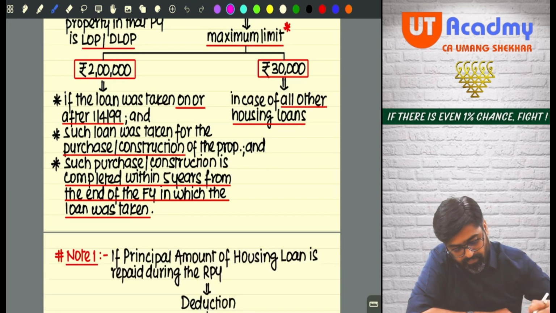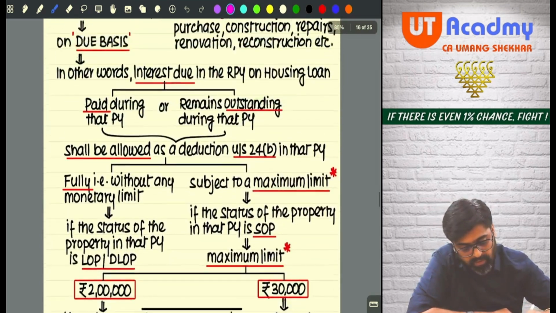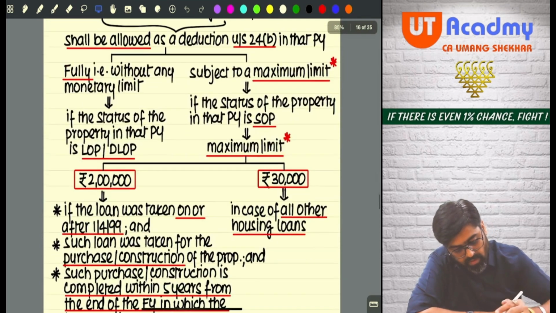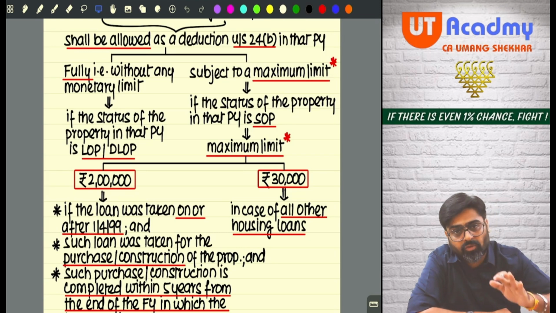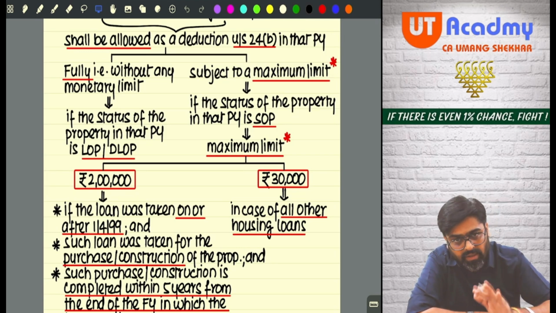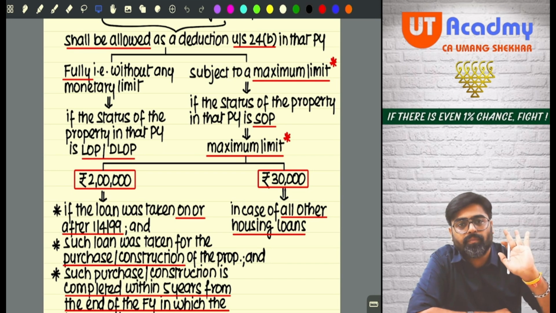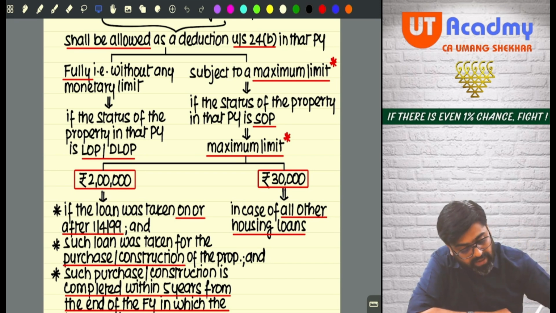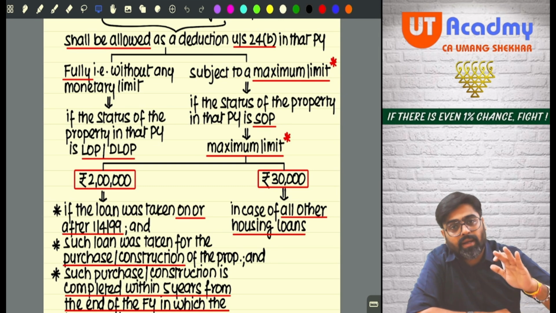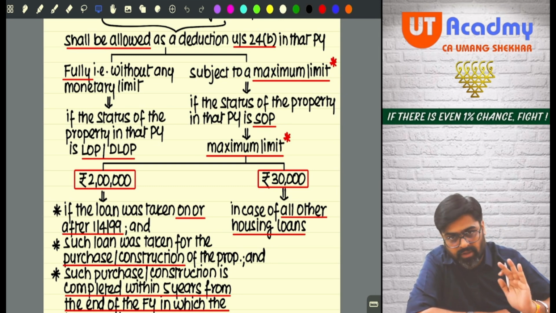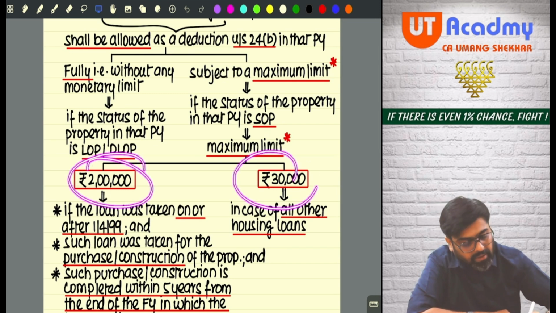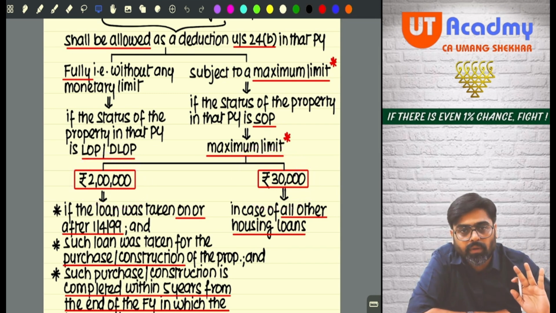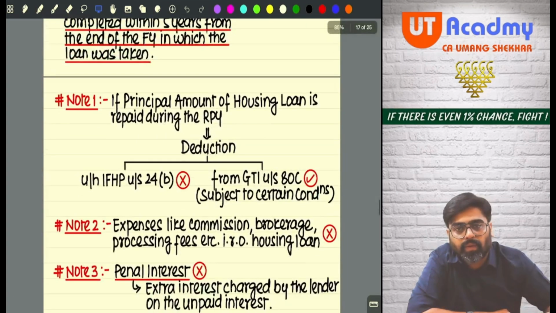Sure? Come on, pay attention. Now see, we have done this so far. For LOP and DLOP, full amount of interest is available without any monetary limit. That means whatever interest due for this year will be allowed fully in this year without any monetary limit. But if SOP is there, whatever interest becoming due in this year for this SOP will be allowed as a deduction subject to a limit of 2 lakh or 30,000, depending on the type of loan. Yes or no?